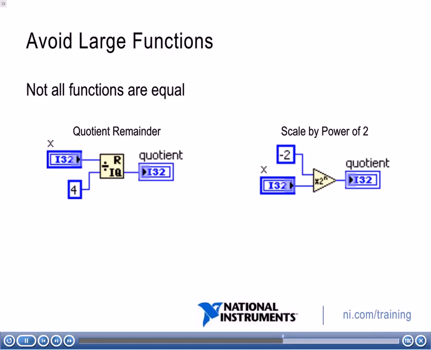This is going to take up a lot of resources on your FPGA because of the way it's implemented, it's going to have to figure out the quotient and remainder for a variety of things, and it's going to take up a lot of space. If you look at the scale by power of 2, in the FPGA world, when you're scaling by a power of 2, it's a simple bit shift. It's not going to take any resources on the FPGA to actually implement that. So for dividing by 4, it's a lot more efficient to use the scale by power of 2 function instead.